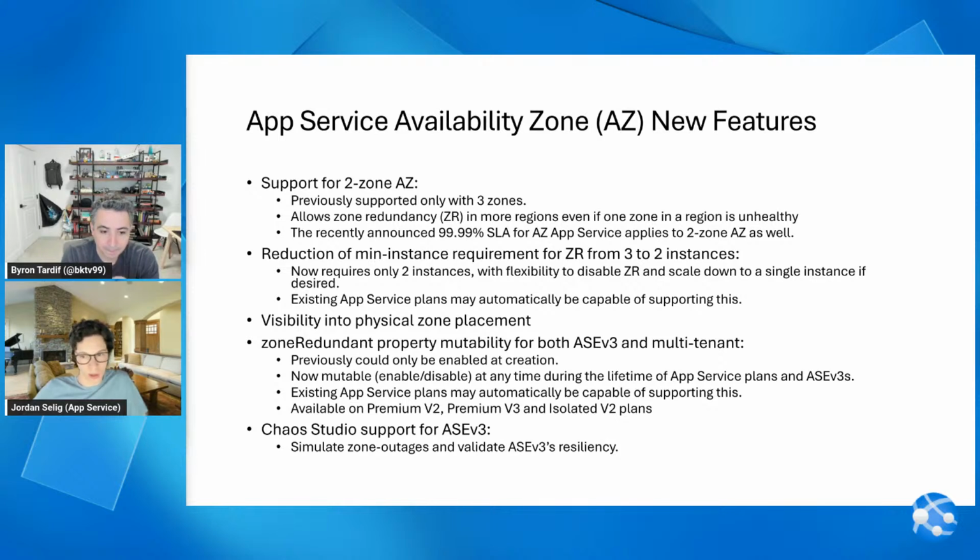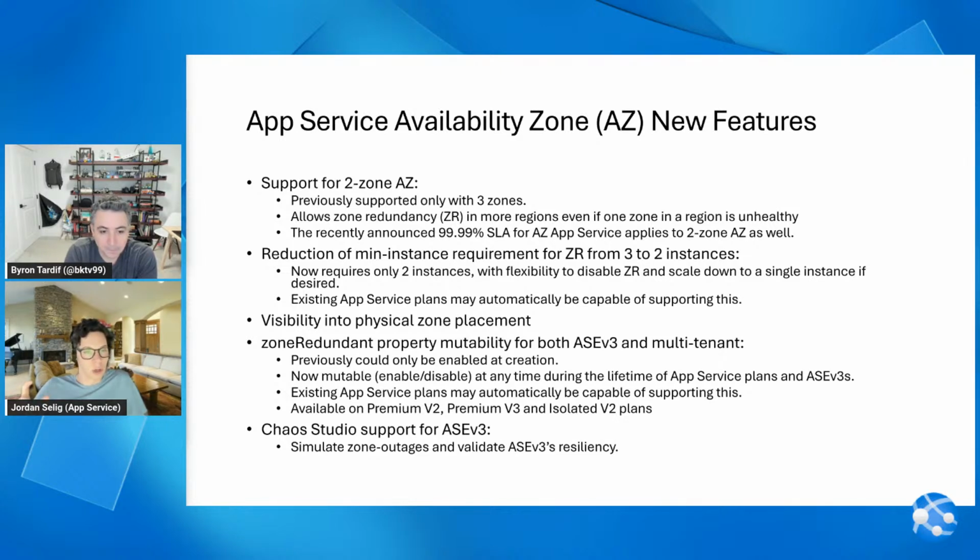Yeah, so that's probably the biggest feature we're releasing with these announcements. The zone redundant property for both our multi-tenant offering and App Service Environment v3 is now going to be mutable at any point during the life of the app service plan. Previously, as you said, this could only be done at the point of creation of your app service plans. So if you ever wanted down the line to make your app zone redundant, you had to redeploy. And for a lot of customers, that's a lengthy process. Now, toggle the feature on and off whenever you want.